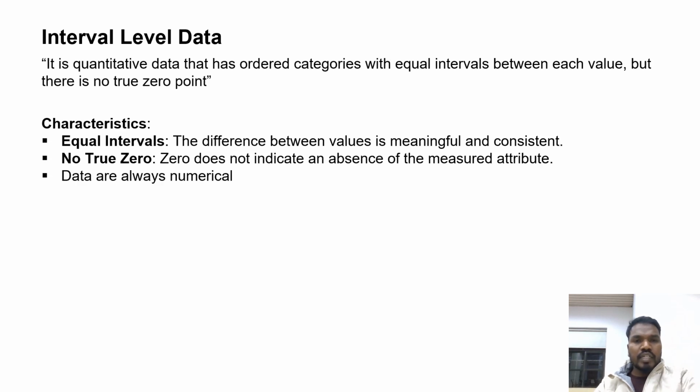So what do you mean by interval level data? In session 1, if you remember, I said interval data is nothing but data that has ordered categories with equal intervals between each value, but there is no true zero point. What is the meaning of this? There is no true zero point.